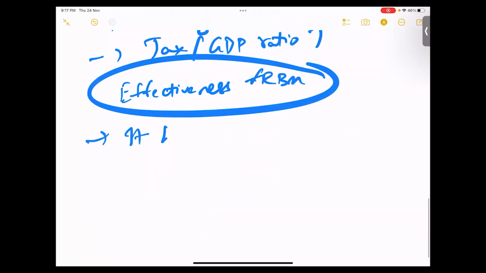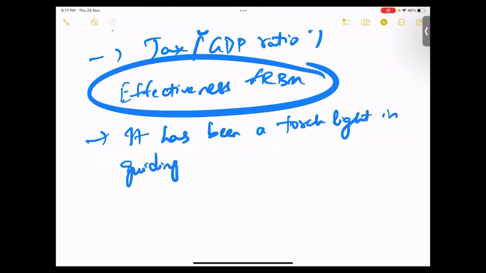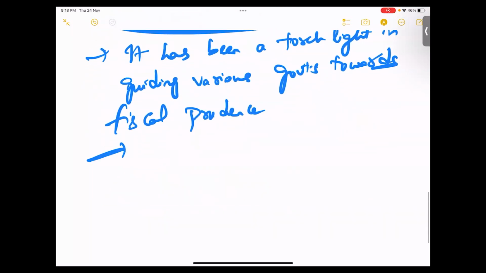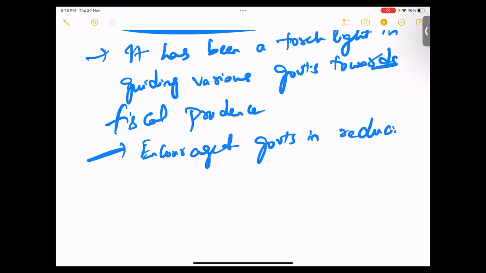Yes, it has been a torchlight in guiding various governments towards fiscal prudence. It encouraged governments in reducing subsidies which are not required.